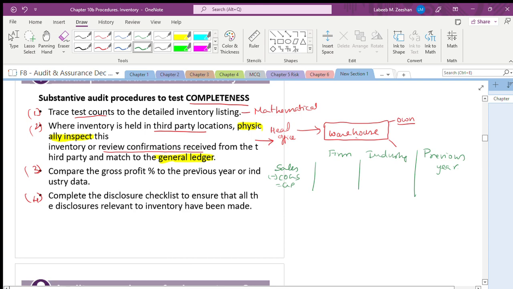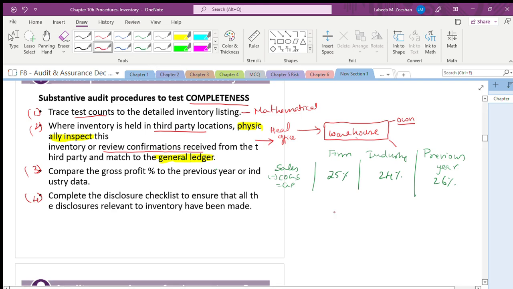Assume your gross profit percentage is 25%. You will see the industry average, which is 24%. You see the previous average, which is 36%. Now, it is a little bit of understanding.